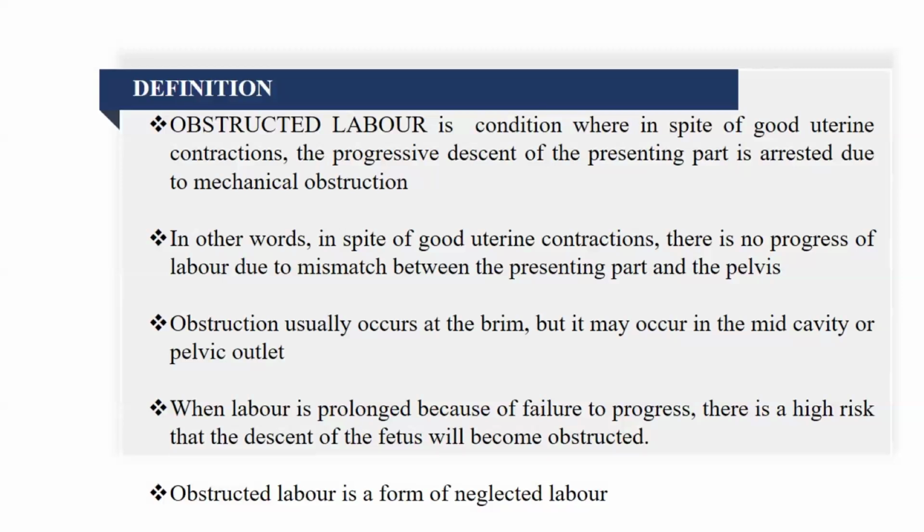Obstruction usually occurs at the pelvic brim, but it may occur midway in the pelvic cavity or at the pelvic outlet. When labor is prolonged because of failure to progress, there's a high risk that the descent of the fetus will become obstructed. In this way, obstructed labor can be considered as a form of neglected labor.